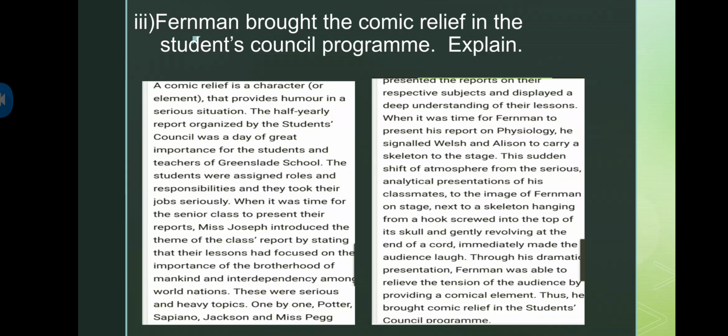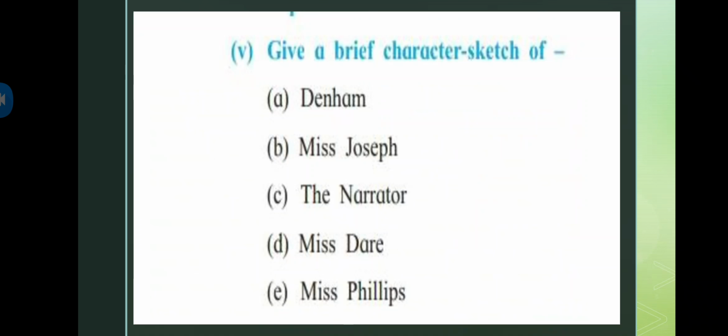Through the dramatic presentation, Furman was able to relieve the tension of the audience by providing a comical element. Thus, he brought comic relief in the Students' Council program. Now, moving towards another question. So, what is another activity that we have to do? Give a brief character sketch of Denham, Miss Joseph, the narrator, Miss Dare, Miss Phillips. These are the five characters of which we have to give a brief character sketch.